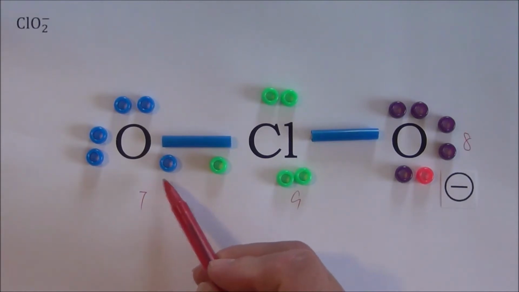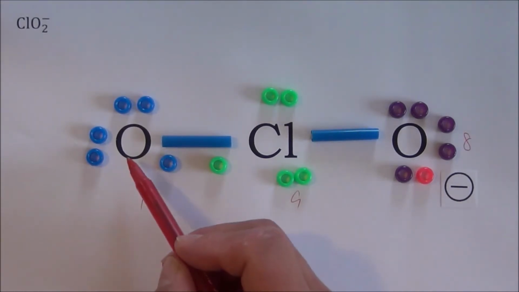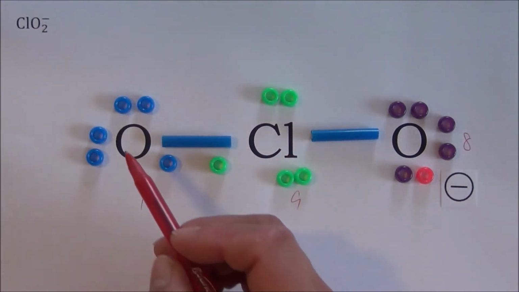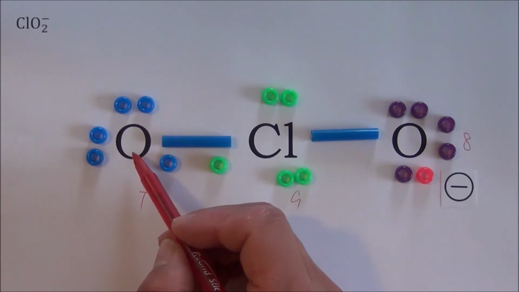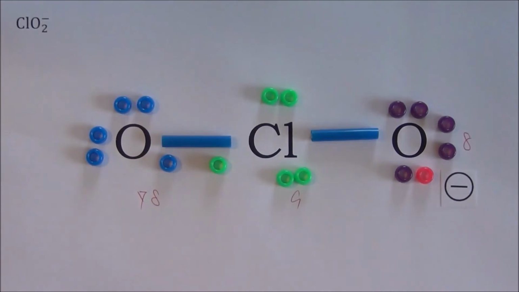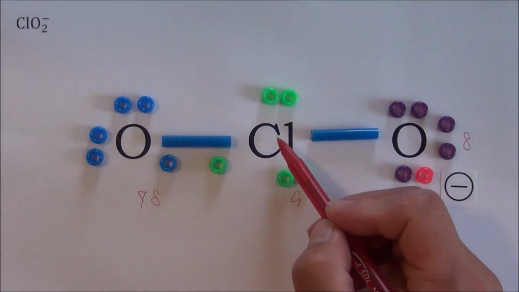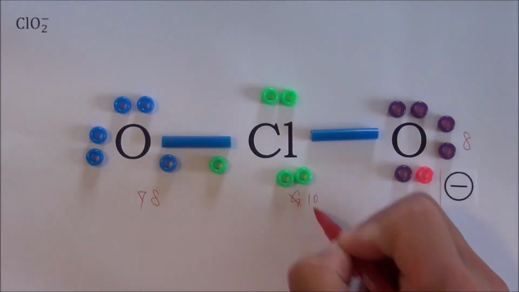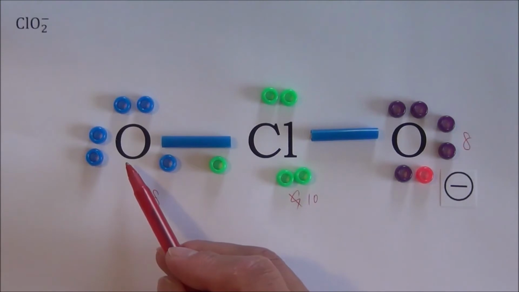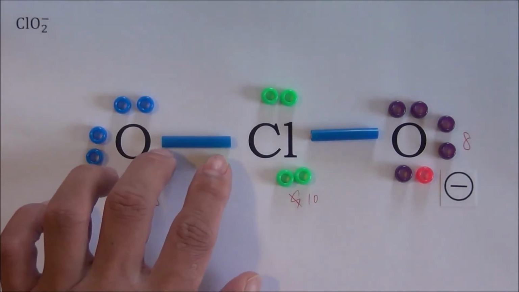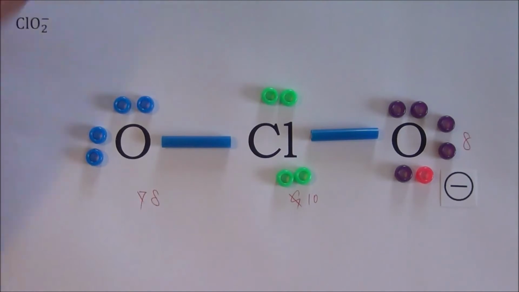Well, if we share one additional pair of electrons between the oxygen atom on the left and the central chlorine atom, the number of octet electrons for the oxygen atom on the left will be 1, 2, 3, 4, 5, 6, 7, 8. The number of octet electrons for the central chlorine atom will be 1, 2, 3, 4, 5, 6, 7, 8, 9, 10. Well, as we can see here, the number of octet electrons does increase by 1 for each atom. Well, let's replace this shared pair of electrons with another stick.